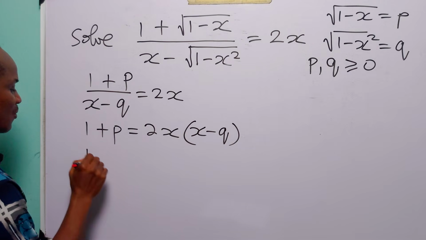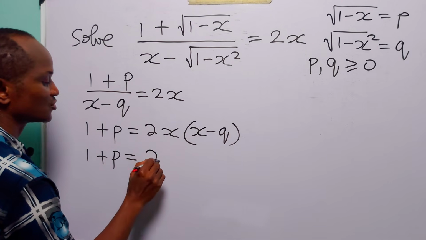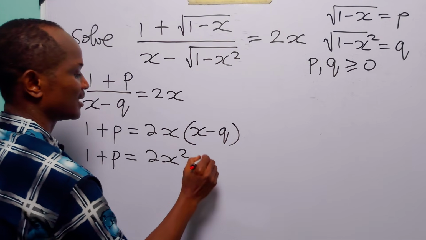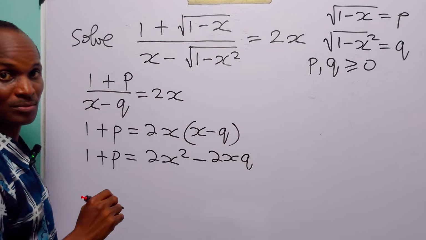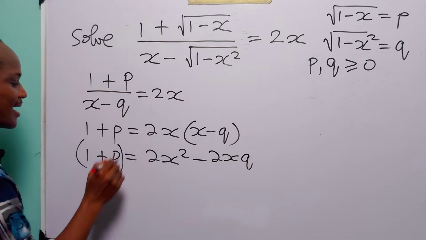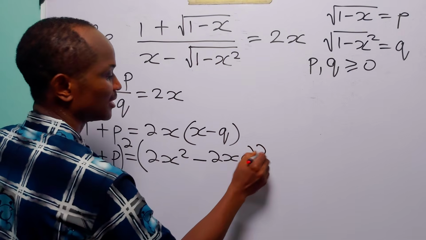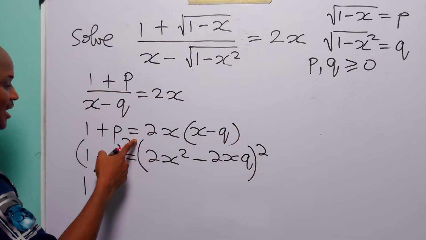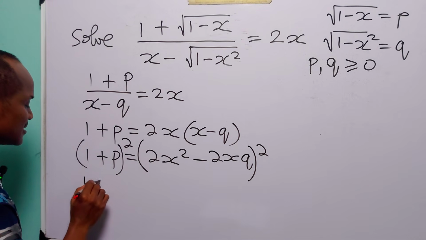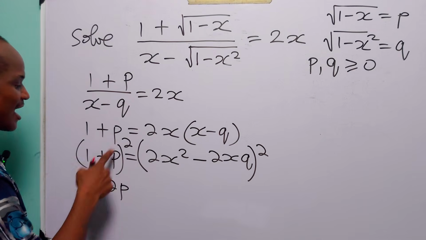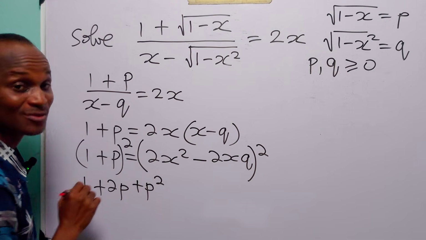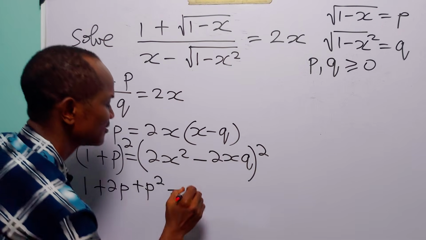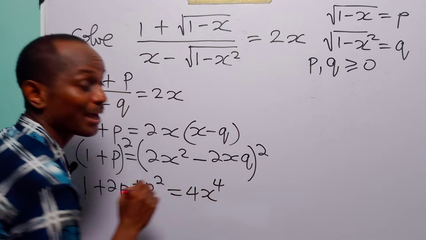Now, from here, we have that 1 plus p is equal to 2x squared minus 2x cubed q. The next thing we are going to do is to square both sides of this equation. Expanding this, we have 1 squared, which is 1, 2 times 1 times p is 2p, and we have p squared. Now, this is equal to 2x squared squared, which is going to give us 4x to the power 4.